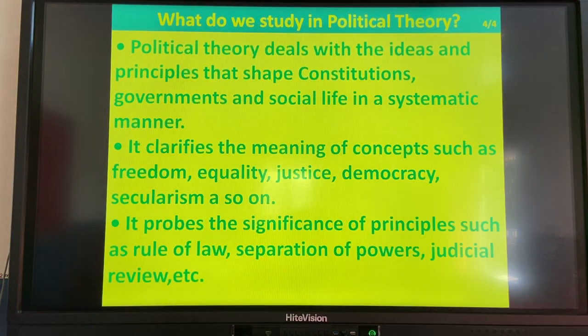Political theory deals with the ideas and principles that shape constitution, government and social life in a systematic manner. It clarifies the meaning of concepts such as freedom, equality, justice, democracy, secularism, and so on. It probes the significance of principles such as rule of law, separation of powers, judicial review, etc.